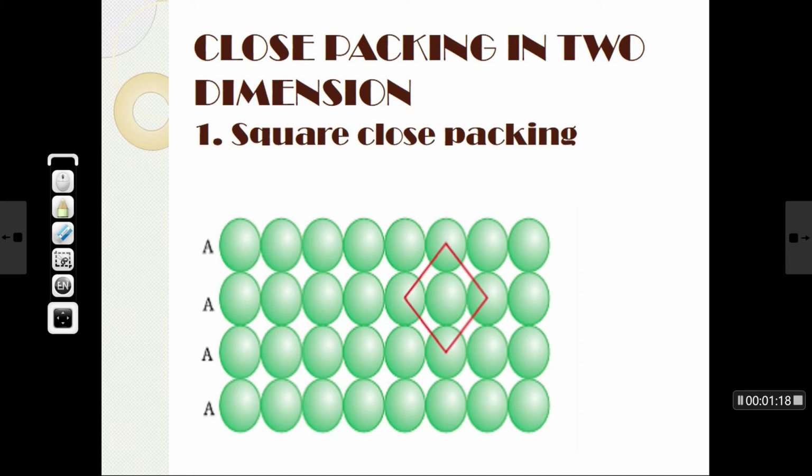Two-dimensional close-packed structures can be generated by placing the rows of close-packed spheres. This can be done in two ways. The first one is the square close packing arrangement. In this arrangement, the second row may be placed in contact with the first one such that the spheres of the second row are exactly above those of the first row. The spheres of the two rows are aligned horizontally as well as vertically.